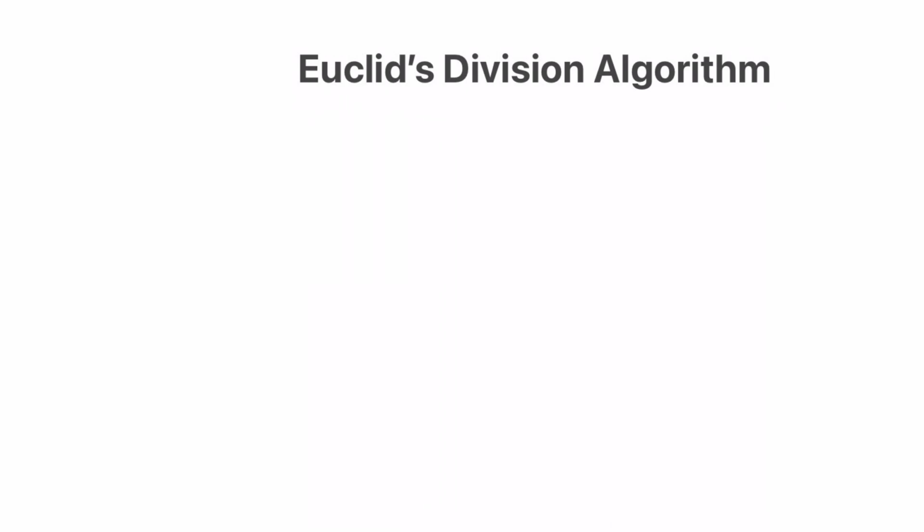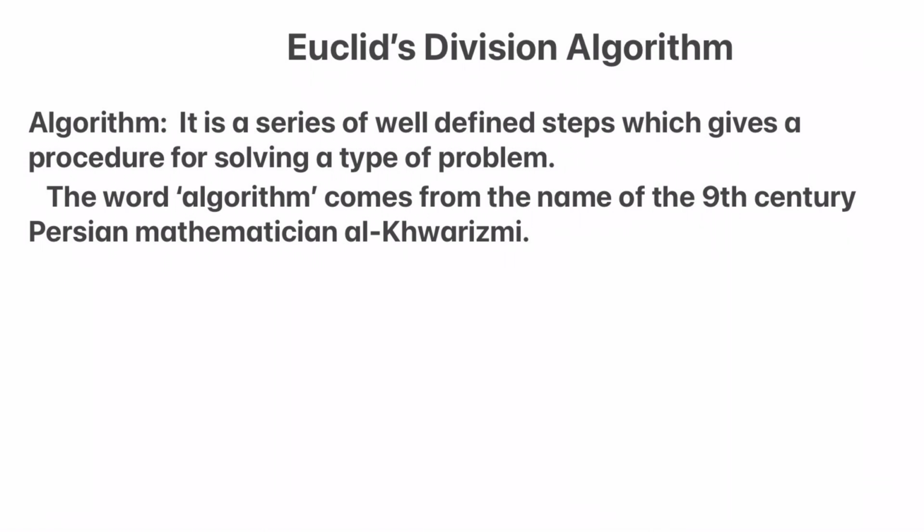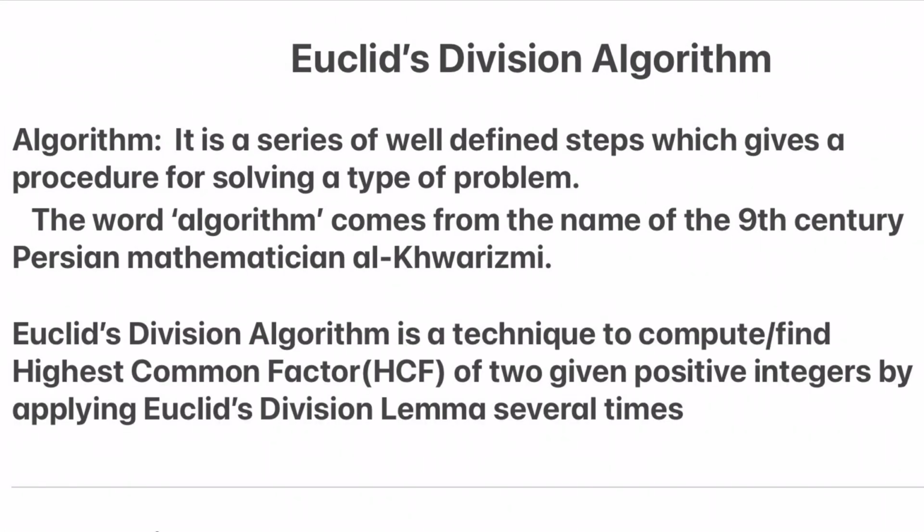Algorithm is a series of well-defined steps which gives a procedure for solving a type of problem. And the word algorithm comes from the name of the 9th century Persian mathematician Al-Khwarizmi. And we can say Euclid's division algorithm is a technique to compute or find out the highest common factor, HCF, of two given positive integers by applying Euclid's division lemma several times.